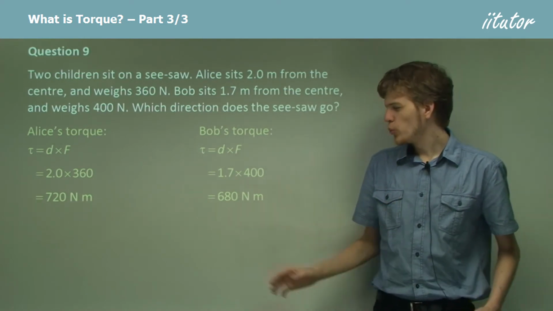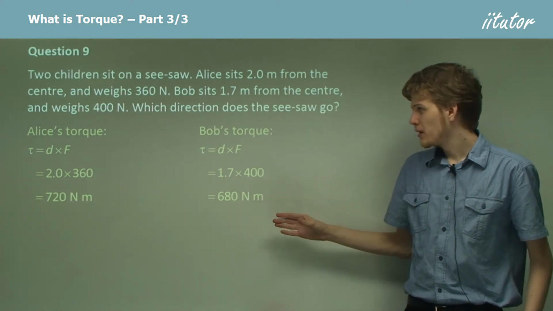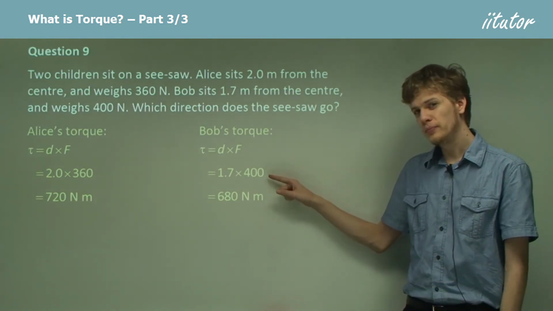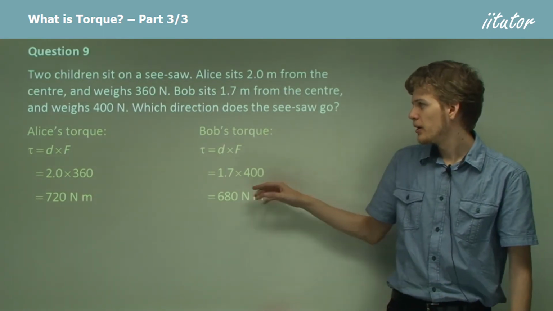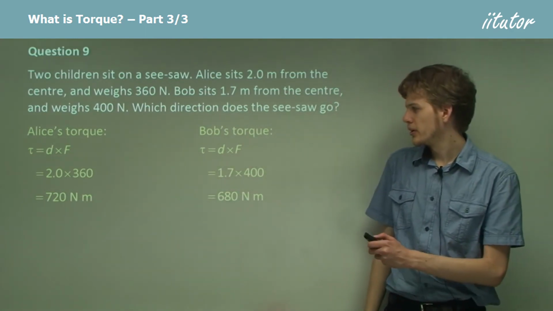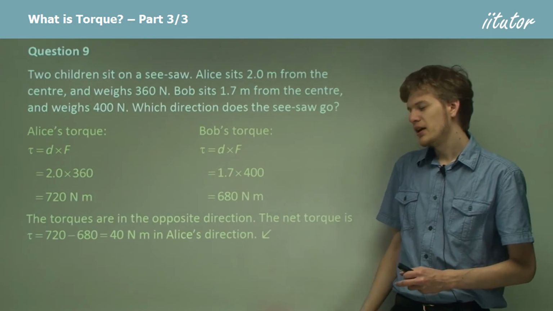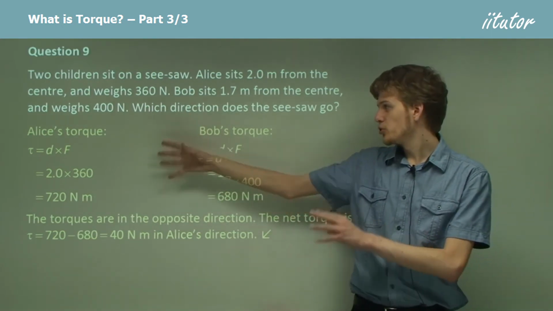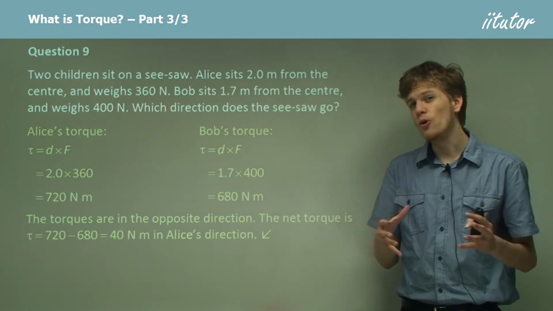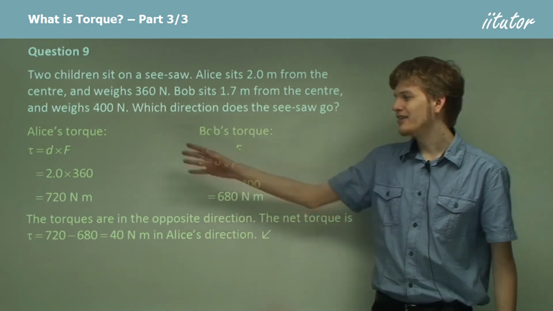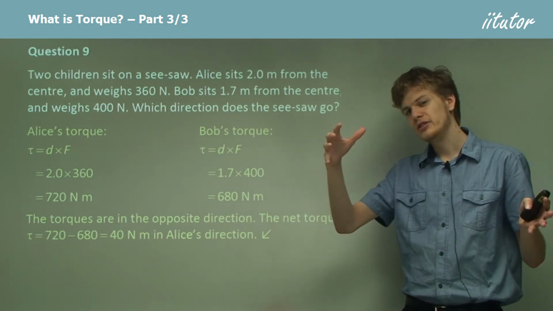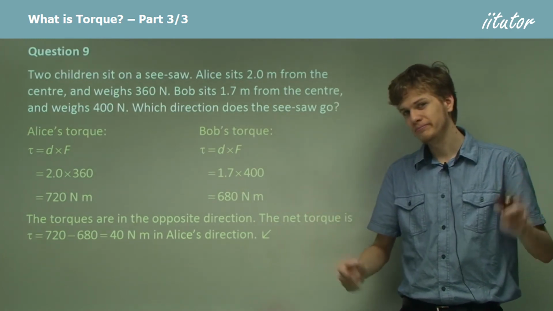So which torque is greater? Well, we can see that even though Bob produces a larger force on the seesaw, Alice produces a larger torque. And what this means is that most of Alice's torque is cancelled out by Bob's torque, but the net torque on the seesaw is still in Alice's direction. So Alice is the one that is on the end of the seesaw that tilts down.